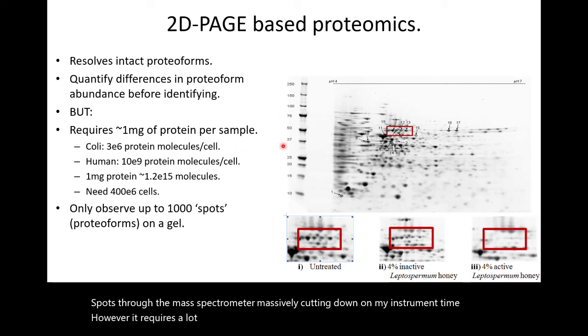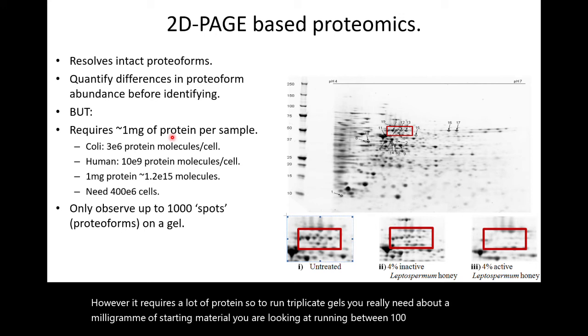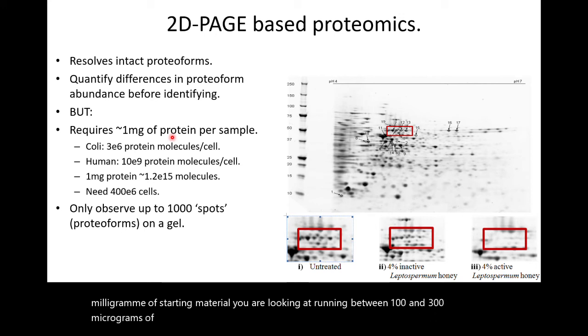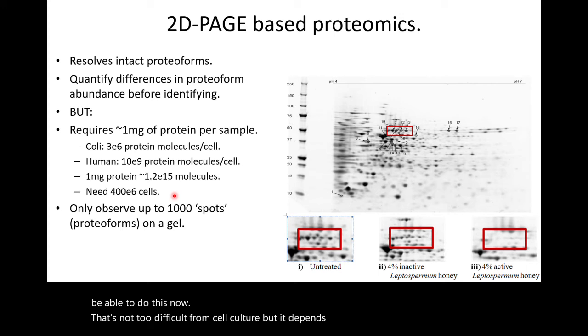So to run triplicate gels, you really need about 1 milligram of starting material. You're looking at running between 100 and 300 micrograms of protein per gel. And so that translates into needing about 400 million cells to be able to do this. Now, that's not too difficult from cell culture, but it depends on what your samples are.